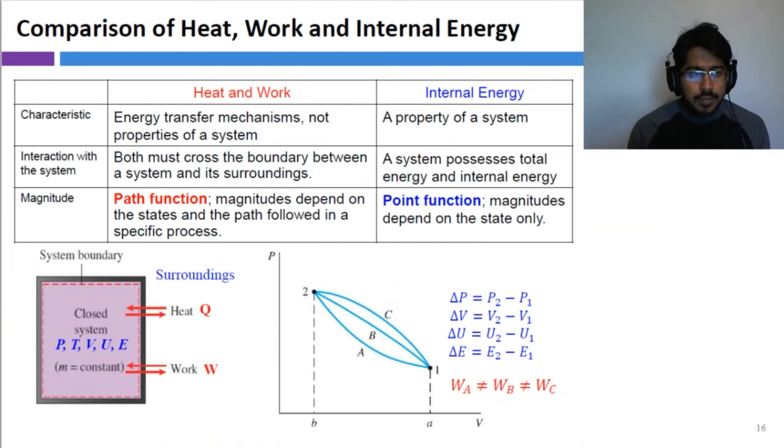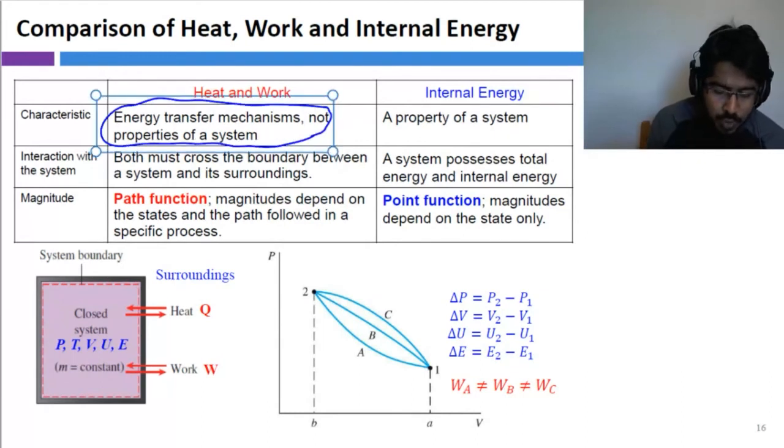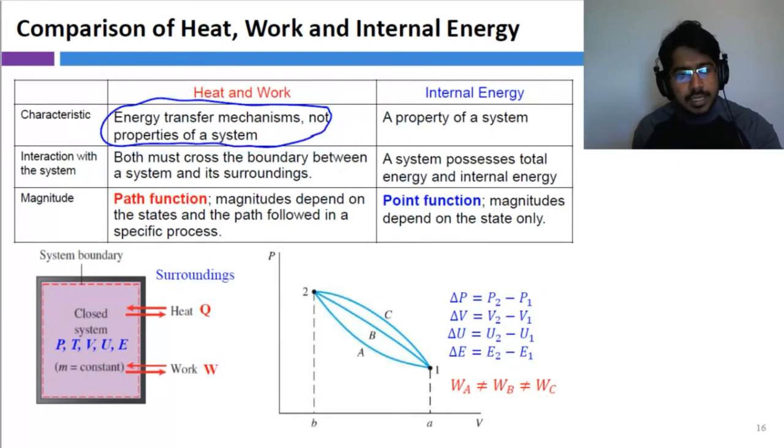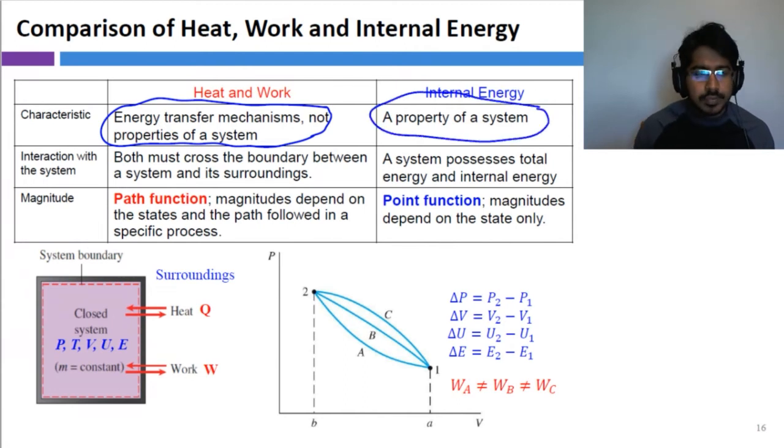So when we look at heat and work, we can fairly say that it is an energy transfer mechanism, and both of these are not properties of a system. Work, can we say that it's a property? It's not a property. It depends on how we do things, right? It's not a state. And on the contrary, if you look at the internal energy, it's a property of a given system.